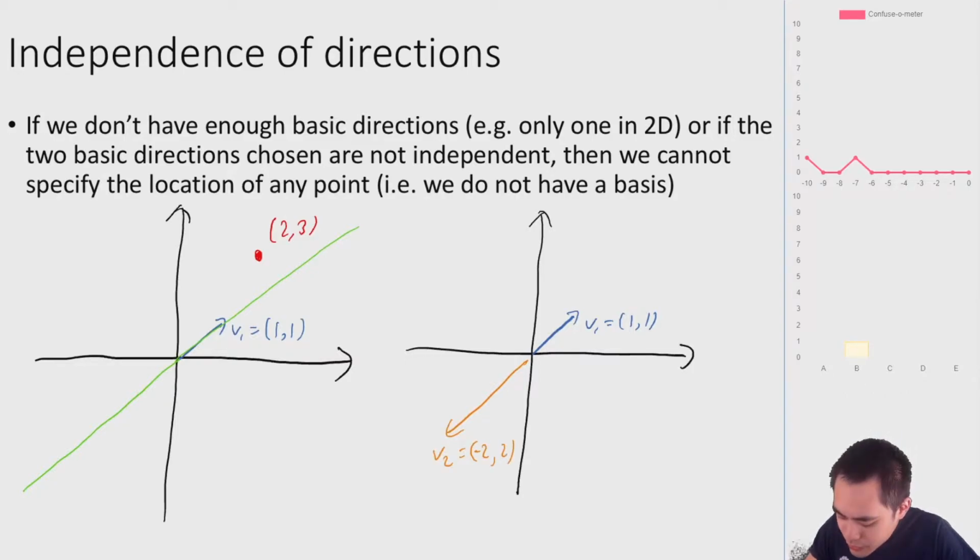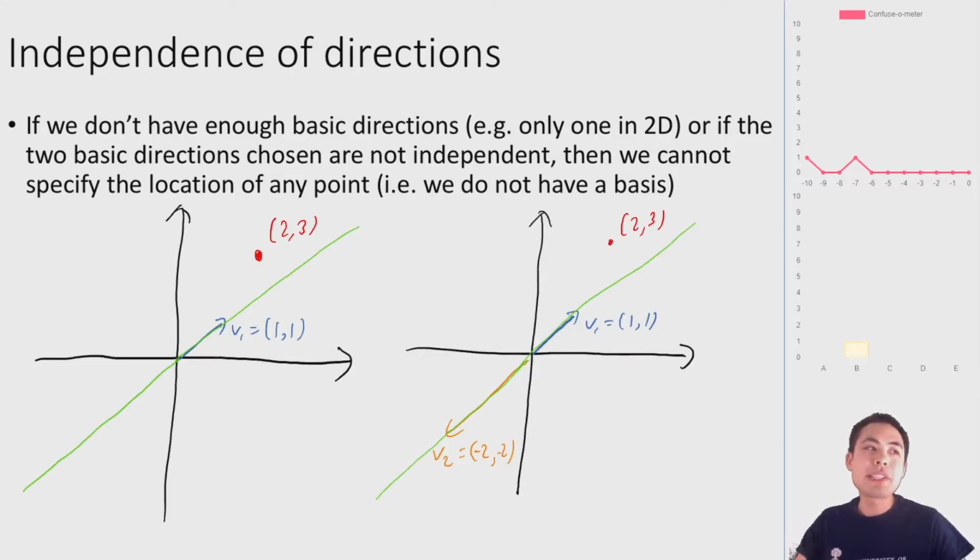Oh, sorry, minus 2, minus 2. Well, then unfortunately, if you have this point 2, 3, it's still off of the line that you can specify, because these 2 aren't independent, and so they define the same line. And so this is what we mean when we say that we don't have a basis, because you don't have enough directions to be able to specify where an arbitrary point is.